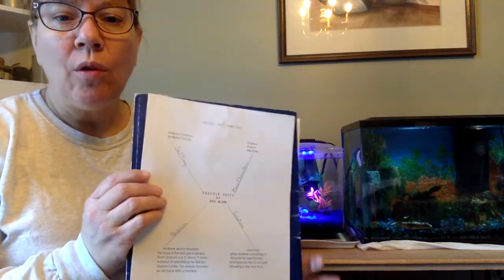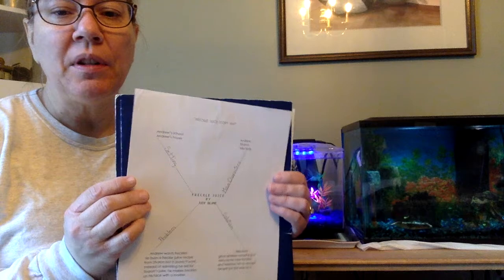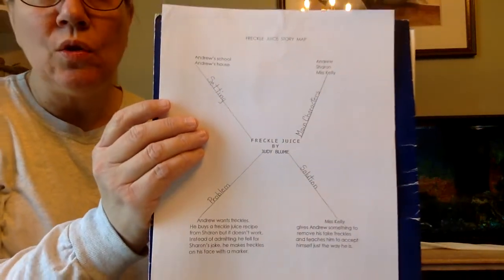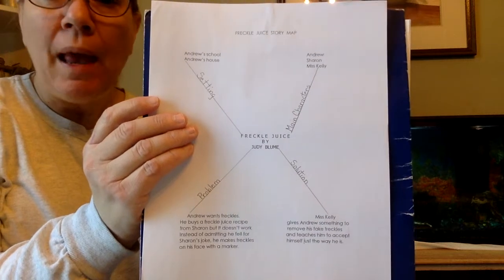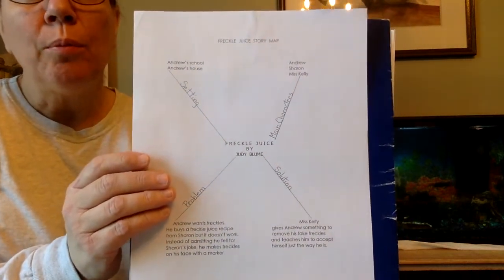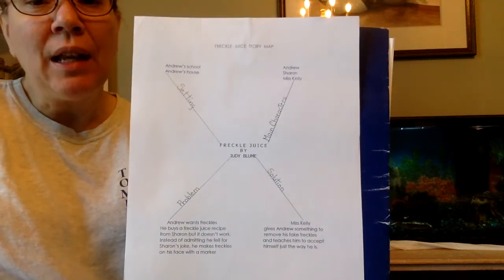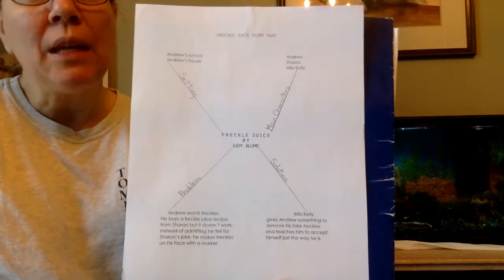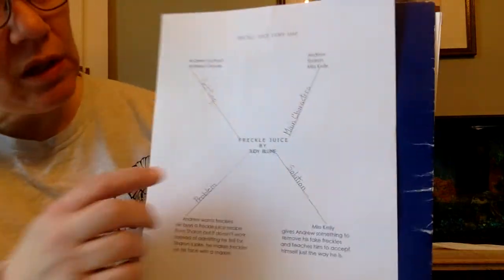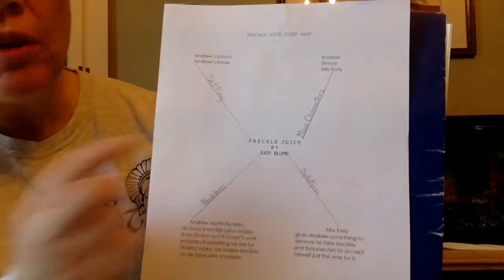All right, we're back to talk about Freckle Juice. And today we're looking at page 3. And I'm going to hold this up for those of you who are not printing it out so you can follow along. Okay. So this is a story map. And a story map helps you put together what's happening in the story. There are important things that you need to have in every story to have it be interesting and to have it make sense. Okay, so in the middle, we started with Freckle Juice by Judy Blume.